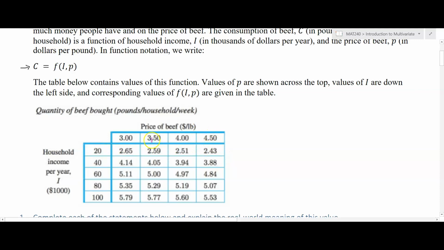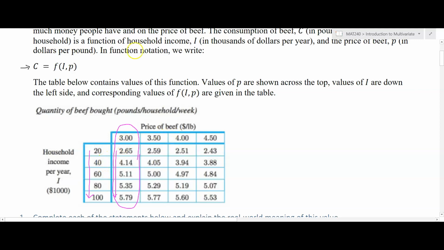With that said, we can also look down a column. For instance, I may want to see how families' consumption changes when the price of beef is fixed at $3 per pound, looking at the relationship between income and consumption. So what do I see here? As income goes up, the consumption is also increasing. We can see it going from about 2.7 pounds to 4.1 to 5.1 to 5.4 to 5.8 pounds. The consumption goes up as income goes up.